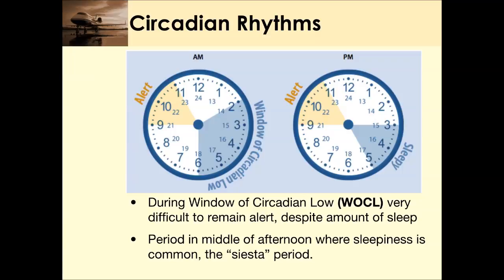Here we see a clock demonstrating circadian rhythms, the circadian lows and circadian highs. The period between 2 a.m. and 6 a.m. is generally a window of circadian low for most people. People go through periods of heightened alertness between 9 and 11 a.m. and 9 and 11 p.m. Also, there is a period after lunch between 3 and 5 where we are sleepy. We call this the siesta period.